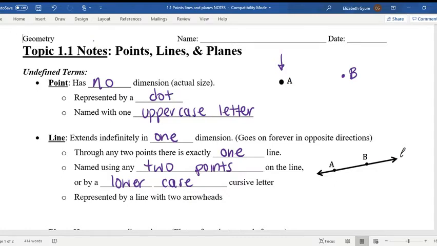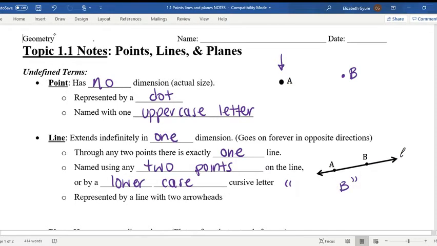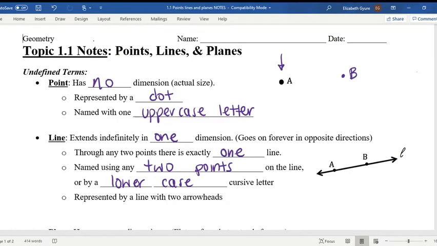If you were reading this out loud, you would say line AB. That's how you would read it, right? Or you could say line L. So if we were talking in class or you were explaining something, that's what you would say. But something that you're going to notice is very important in geometry is how things are labeled. Lines have a special kind of labeling.